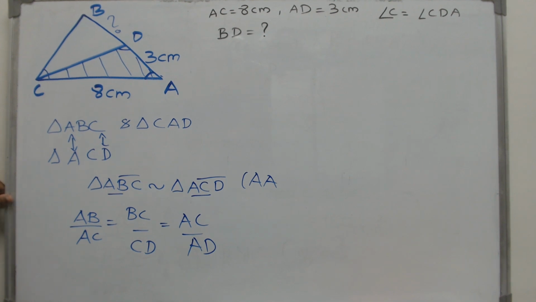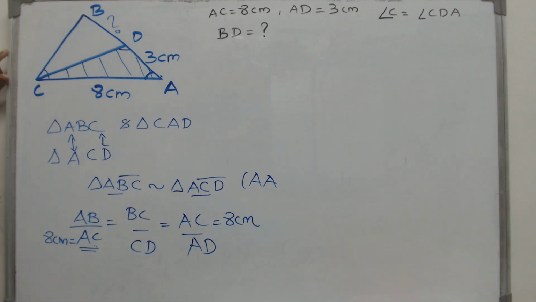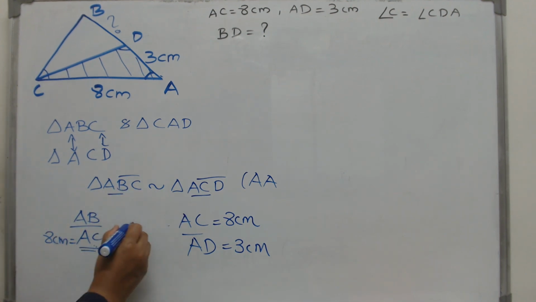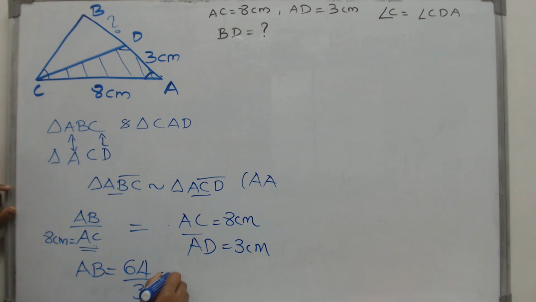What all do we have information about? We have information about AC. It is 8 centimeters. So here an 8 centimeters, here an 8 centimeters. What else do we know? AD is 3 centimeters. So what does that mean? All the three ratios are equal, but we don't need the one in the middle. We just need these two ratios. So what does that mean? AB is equal to AC square, which is cross multiplying. You get 64 by 3 centimeters.